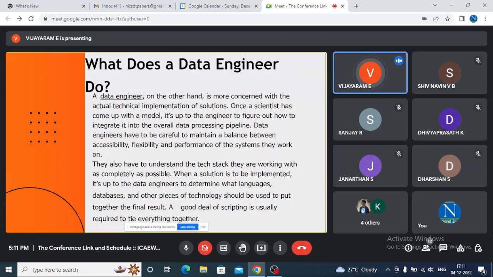The data scientist first pre-processes the data and gives it to the data engineer. The data engineer then gives a solution which is to be implemented. He gives the idea of which languages they should use on that model, and he should give other pieces of technology that should be put together in the final result. When a solution is to be implemented, it's up to data engineers to determine what languages, databases, and other pieces of technology should be put to the final result.